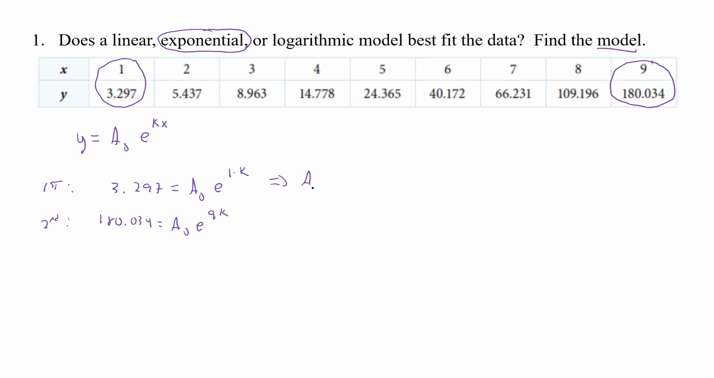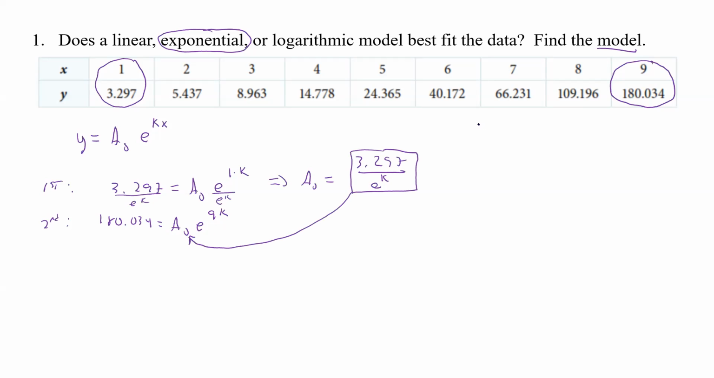So if I solve that for a naught, how do I do that? Well, I'm going to divide both sides by e to the k. So that gives me 3.297 over e to the k. So that is what a naught is. Now I'm going to plug that into here now.